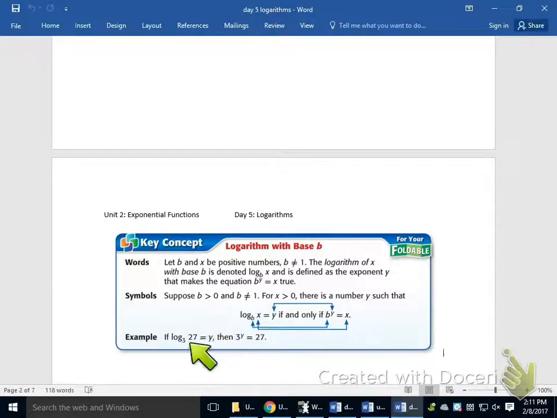You can see written right here that log base 3 of 27 is equal to y. 3 to the y is equal to 27. That would actually be 3 to the third power. We would be able to get a 3 from typing this into our calculator, and I'll show you more about how to use a calculator with this in a little bit.